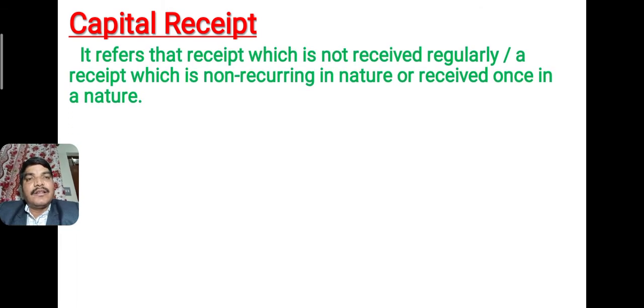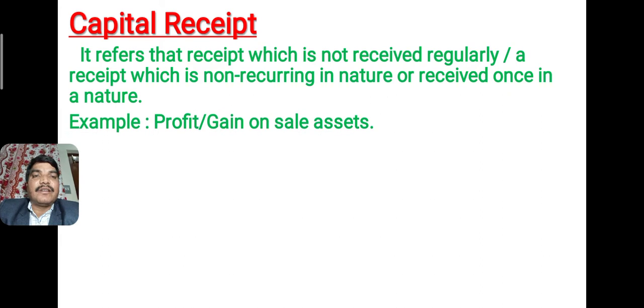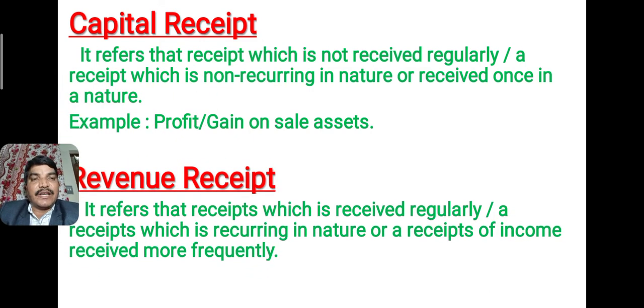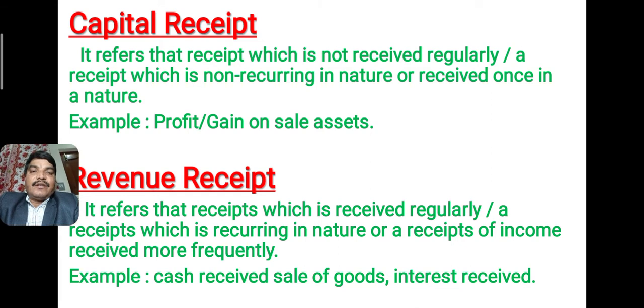Then we will discuss in detail the capital receipts. A capital receipt is a receipt which is not received regularly. A receipt which is non-recurring in nature, or received once in a time. For example, profit or gain on sale of assets. On the other hand, revenue receipt is a receipt which is received regularly or more frequently. Income received regularly, a recurring receipt, is treated as revenue receipt. For example, cash received on sale of goods, interest received, etc.